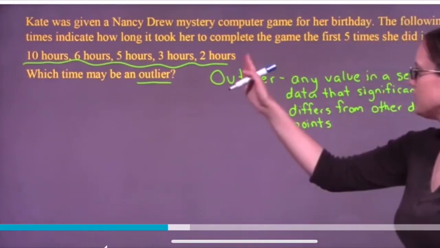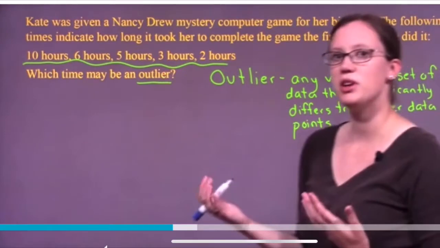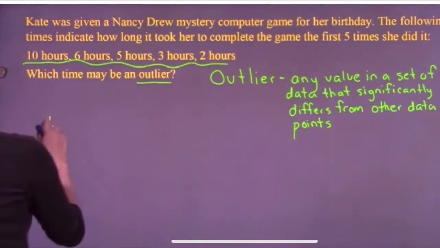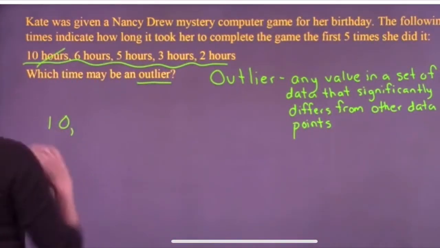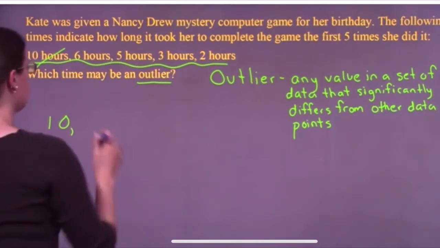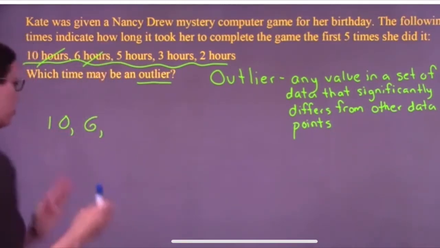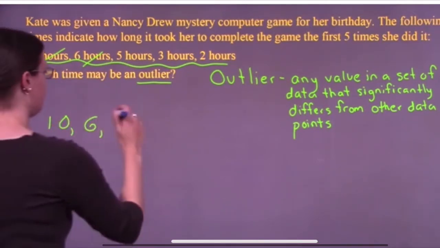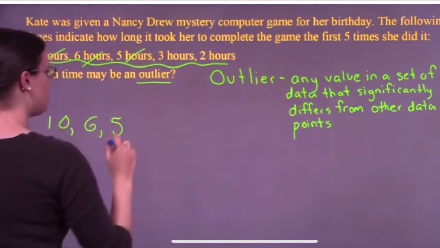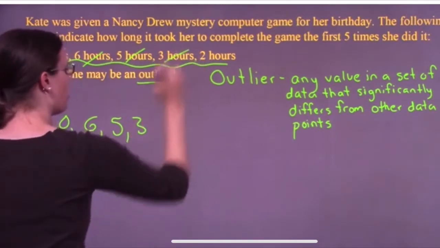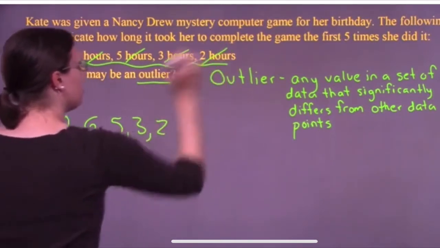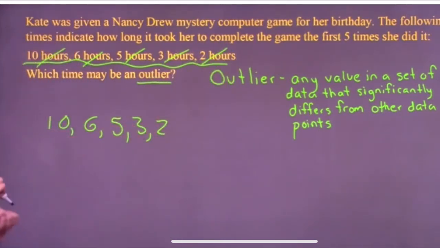So let's take a look at our data here. What we're going to do is write these numbers down. As we write them down, you can see I'm not including the units, because this allows us to isolate exactly what we're looking at, and we're looking at the numbers. We don't need the hours attached to each of the numbers right now while we're analyzing them. It makes things simpler if we just write them out without the units first. So we have 10, 6, 5, 3, and 2.